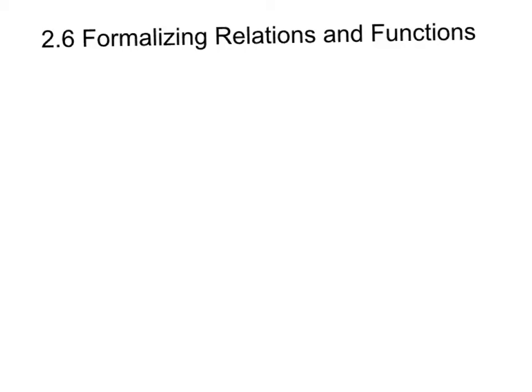Here's your essential understanding. A function is a special type of relation in which each value in the domain is paired with exactly one value in the range. You will have already discussed this before about determining whether or not something is a function. So just remember your three vocab words. A relation is just the pairing of numbers in a set.